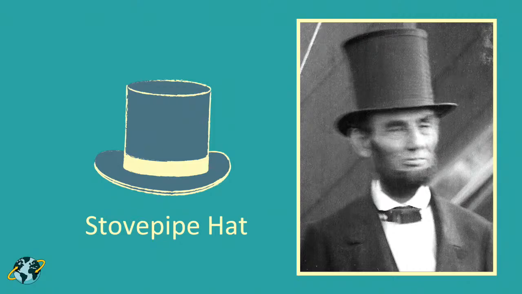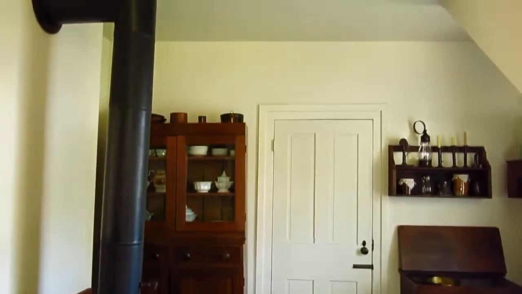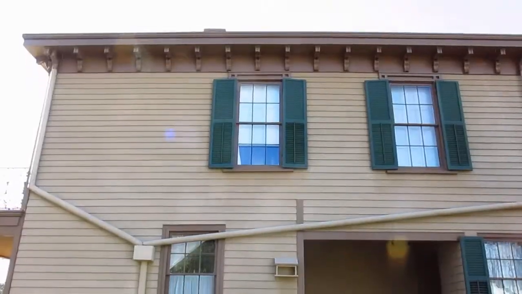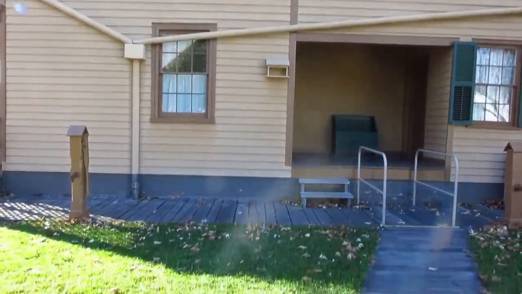All right. So if you said notes and papers, you are correct. Notes and papers are what he kept in that stovepipe hat. Now, we'll go ahead and walk out the back of the house here. When you look at the back of the house, this is a model of the house, and they have many models when you visit here that show each time they renovated the house. You see buildings out there for the horses.